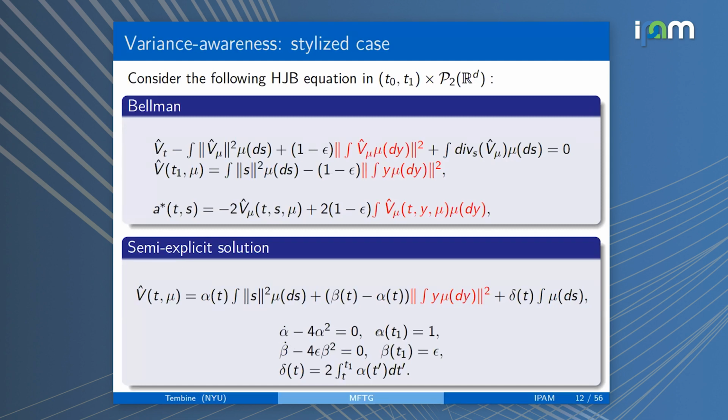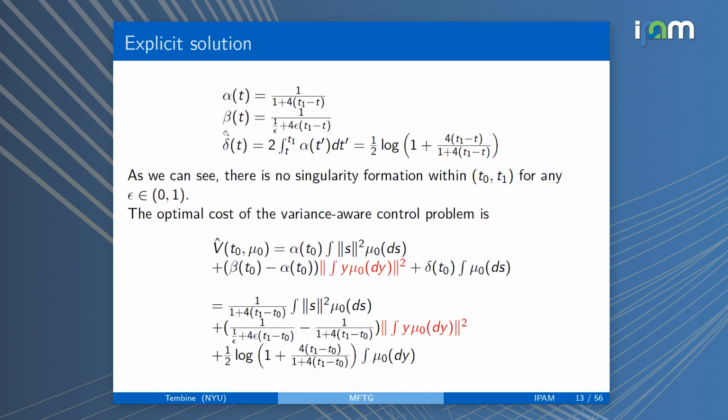Here I say semi-explicit because I didn't solve the ODE. Now in the next slide, I solve the ODE, and when I solve the ODE, I get this structure here. T is between T naught and T1, where T1 is the terminal time, and you can see that there is no blow up here. There is no blow up in alpha, no blow up in beta either, because epsilon is positive, right? And delta is just an integration.